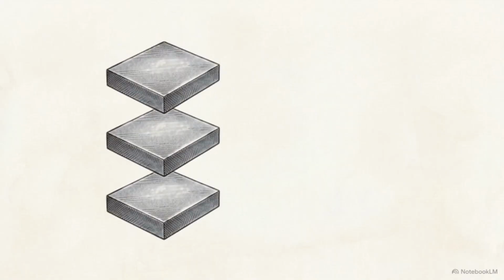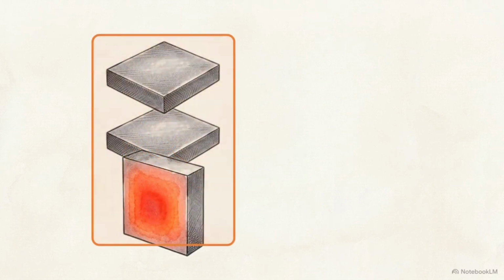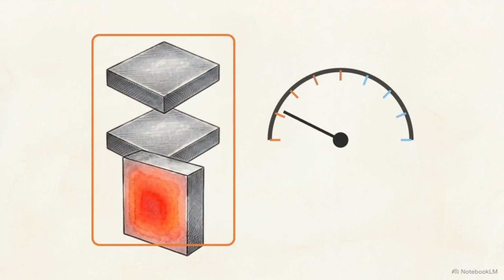Stacking these thick layers creates a heat trap. Because silicon is a bulk crystal, the thermal energy generated by the bottom circuits cannot escape through the layers above it. The chip quickly overheats and must throttle its speed to avoid melting.